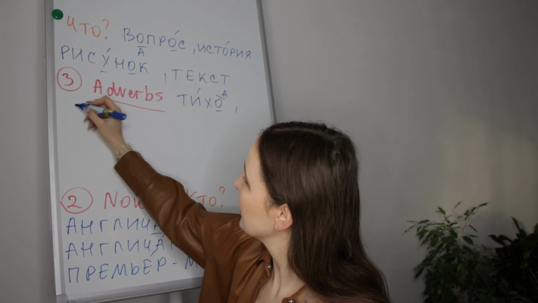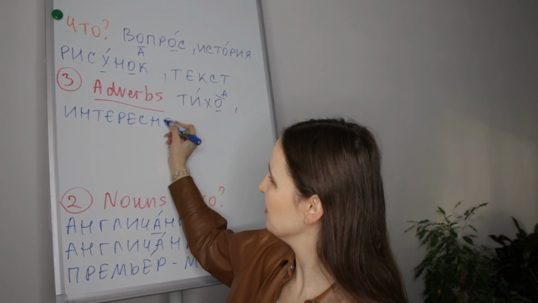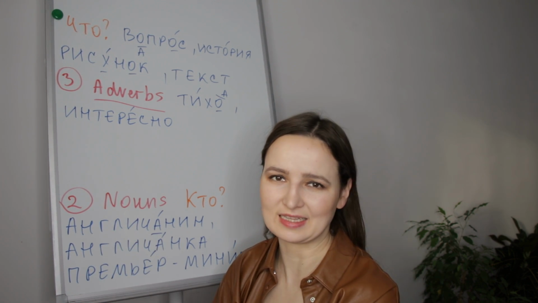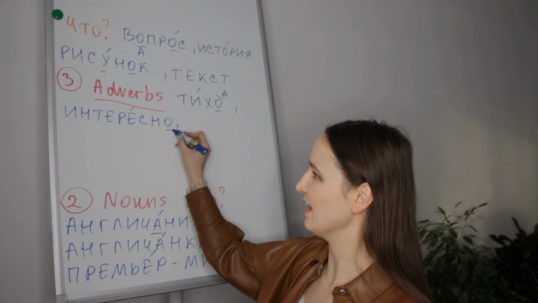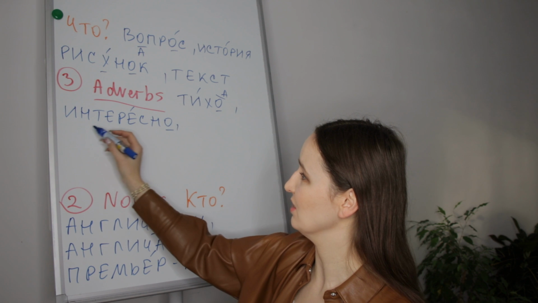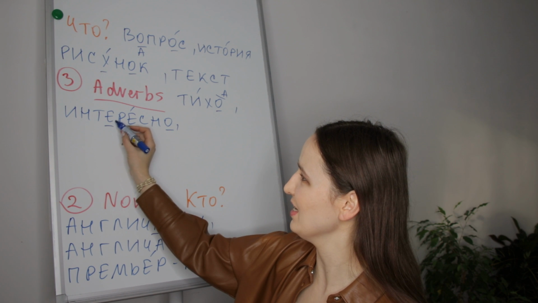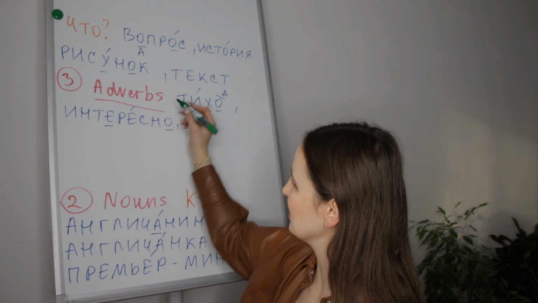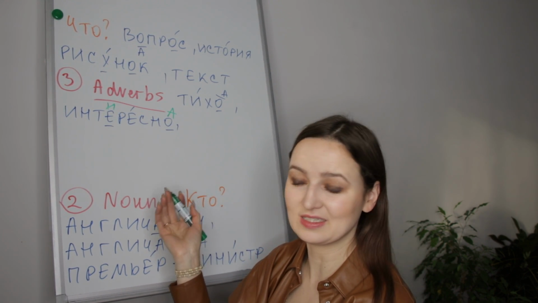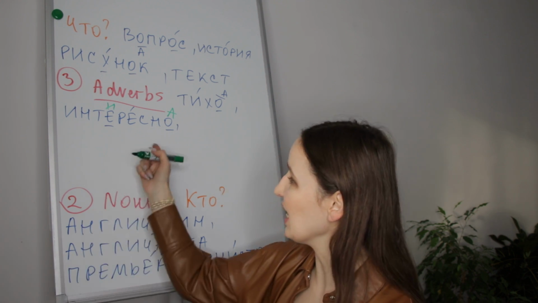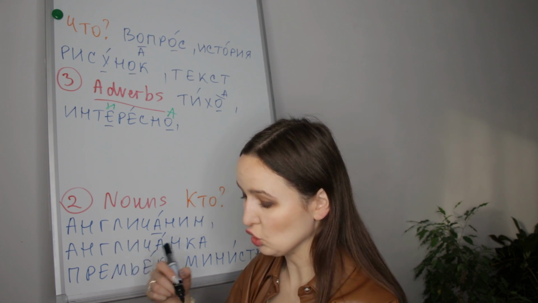Интересно. Interestingly. Again, O is pronounced as A because it's not stressed, and here we will pronounce it as E because it's not stressed. Тихо. Интересно. Так, что еще? Быстро.